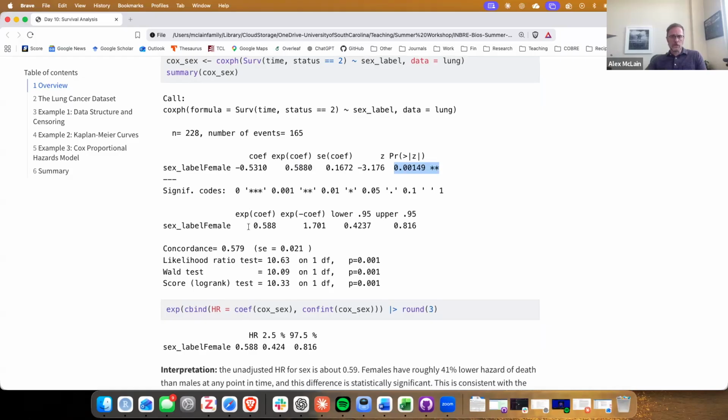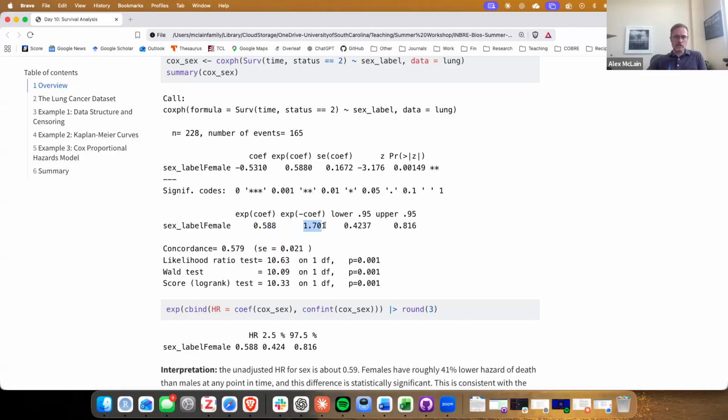Go down one, we get some more information. Again, the exponentiated coefficient, 0.588. That's less than one. So that indicates that females have a lower hazard function, so they are surviving longer. It says female right here, so this is going to be the effect of being female versus male. 0.588, less than one, females have a lower hazard than males.